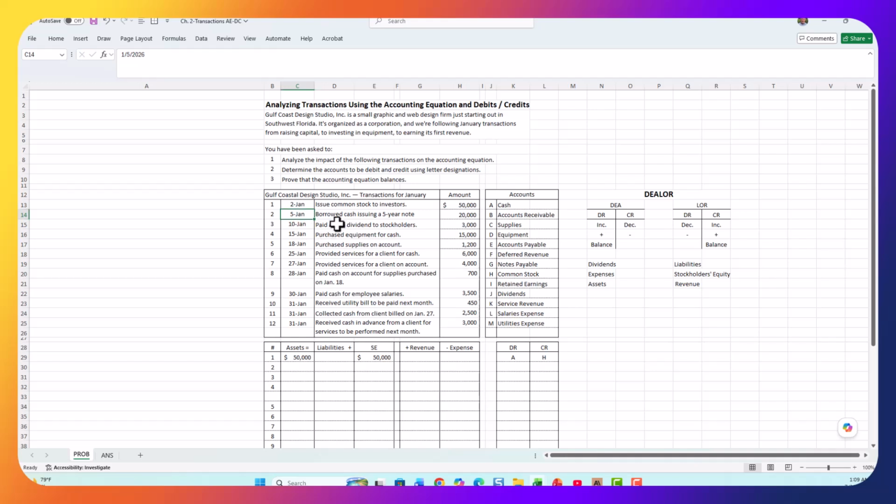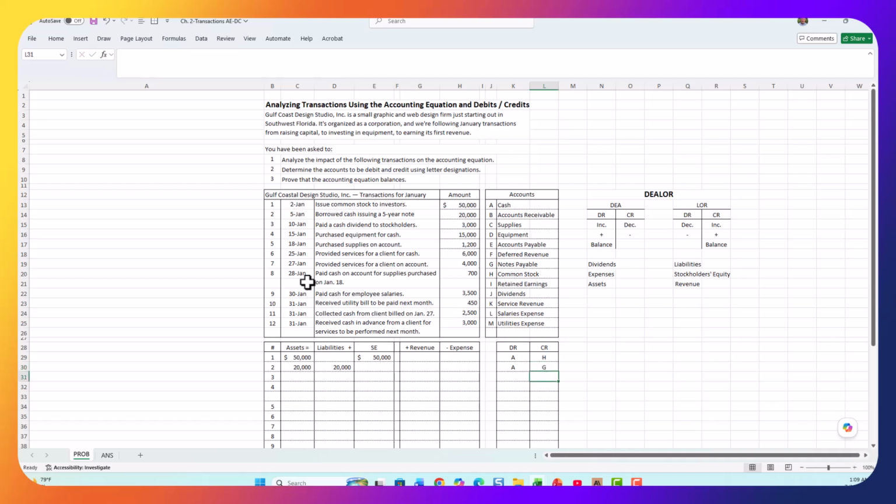January 5th, borrowed $20,000 cash from the bank, signing a 5-year notes payable. Cash increases again, but this time the company owes it back in the form of a note payable, which is a liability. So we increase liabilities at this point. We'll debit cash, A, and credit notes payable, G.